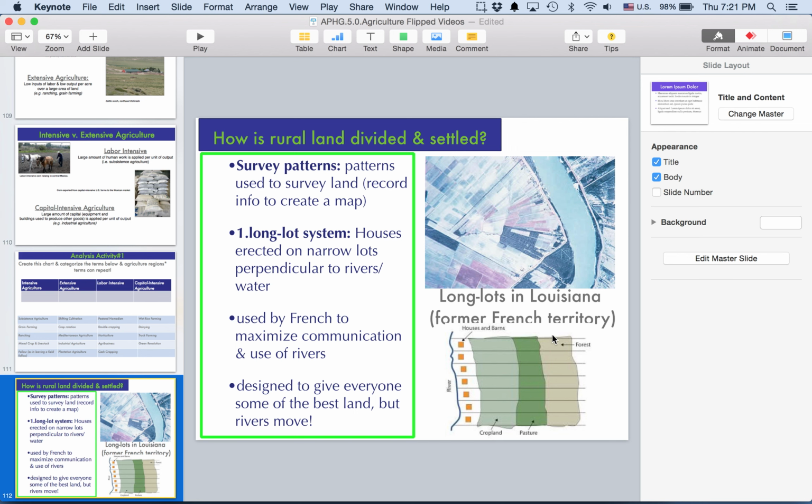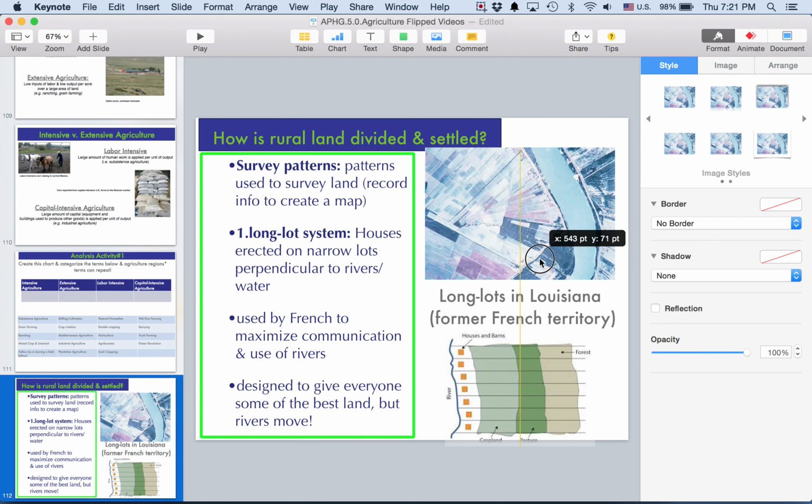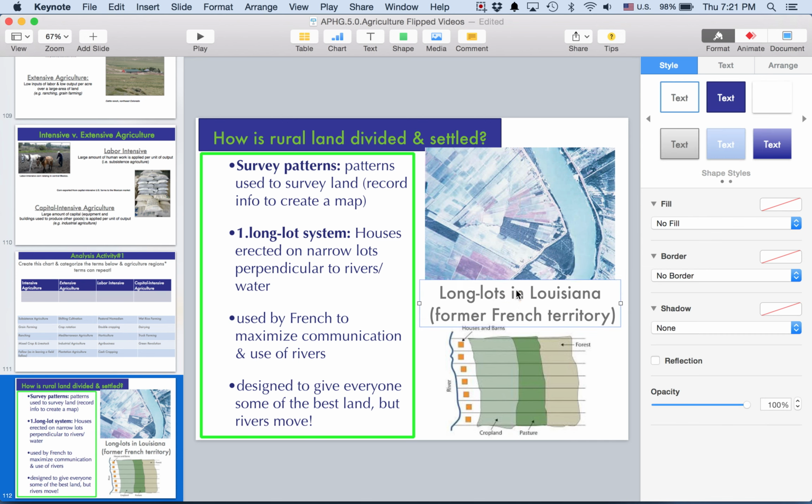But the idea here, rather than having one person living on forest, one person living on pasture, one person living on cropland, and one person controlling access to the river, is that a long lot system maximizes the territory and the area that each person can use, and it affords everyone an opportunity to both grow their own crops and ship them out in transportation.